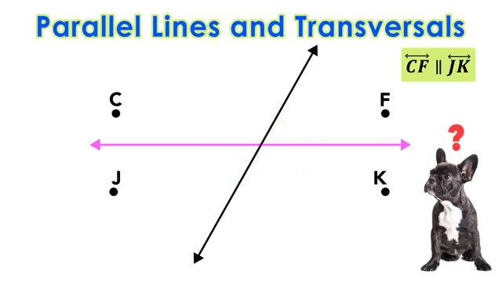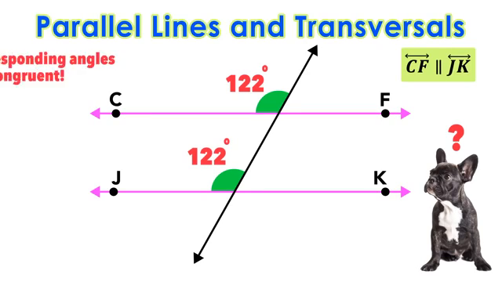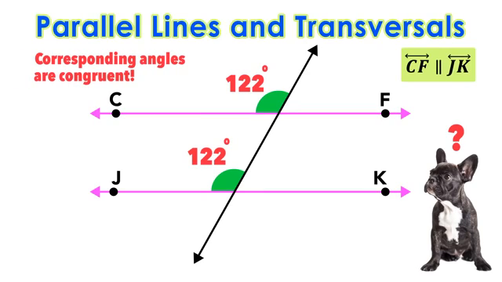Now, what this relationship tells us is that when we have parallel lines cut by a transversal, we can say that the corresponding angles are congruent. So if our obtuse angle on line CF were 122 degrees, then our obtuse angle on line JK would also be 122 degrees, again because corresponding angles are congruent. Cool. Now here comes the cool part.